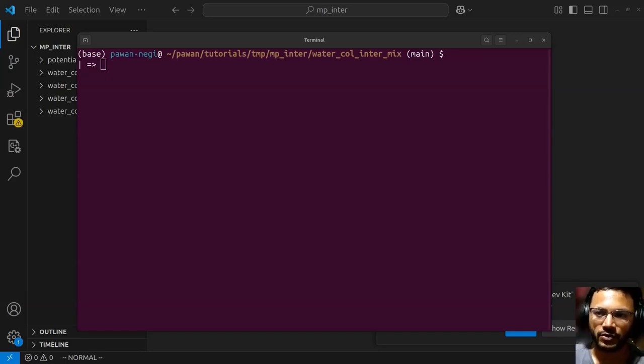The solver that we are going to discuss today can solve n number of immiscible fluids. Let's get started.